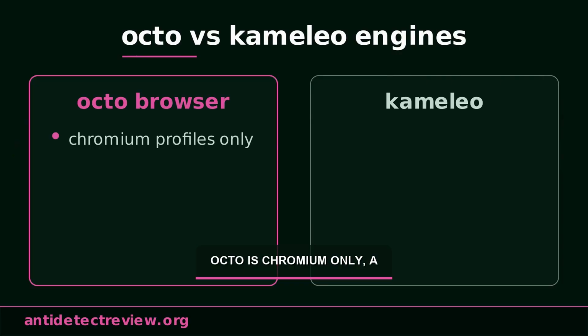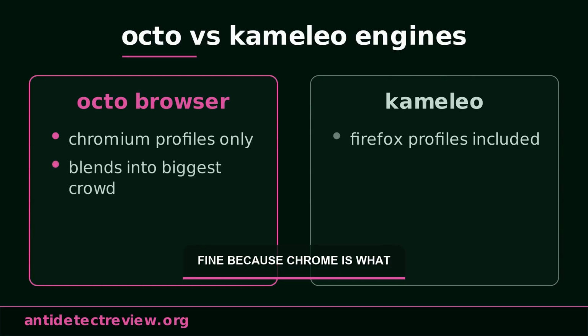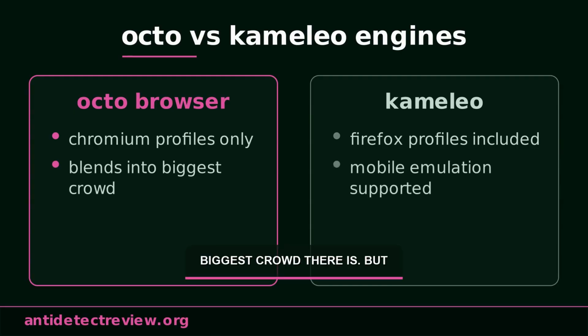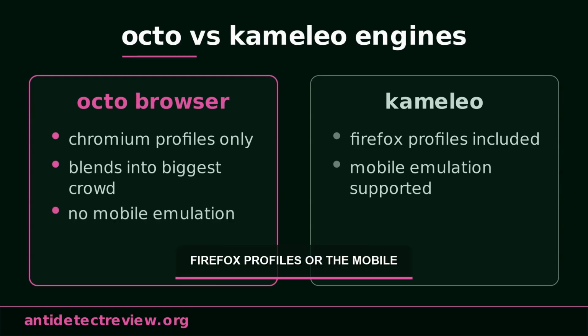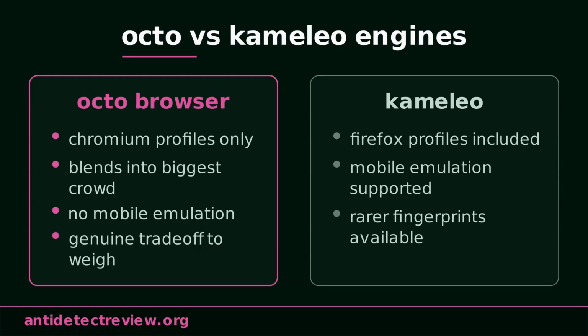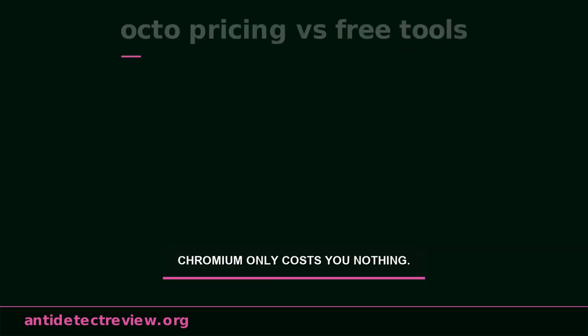On engines, Octo is Chromium only, a genuine trade-off to weigh. Every profile it makes is some flavor of Chrome, which is fine because Chrome is what most of the world runs, so you blend into the biggest crowd there is. But you do not get the Firefox profiles or the mobile emulation a tool like Camleo offers, and Firefox and mobile fingerprints are simply rarer in detection data. If your accounts need to look like phones, Octo is not your tool. If they live on desktop Chrome, Chromium only costs you nothing.